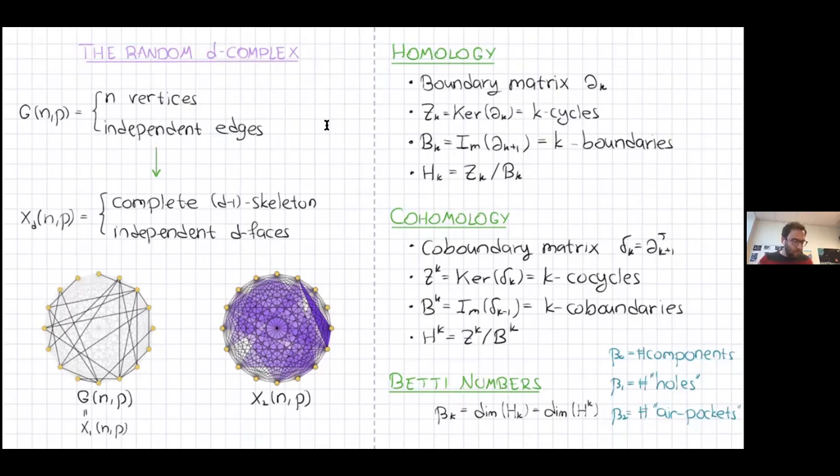This is a natural way to extend phenomena from components and cycles in graphs to something of higher dimensions in a simplicial complex. What I want to tell you about today is, again, this random simplicial complex model and several phenomena that have been studied by now, related to this homology, that generalize well-known phenomena in the random graph.